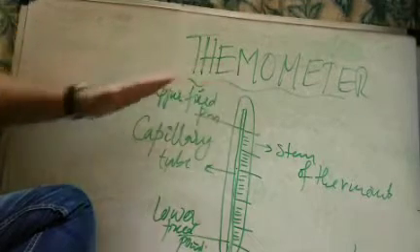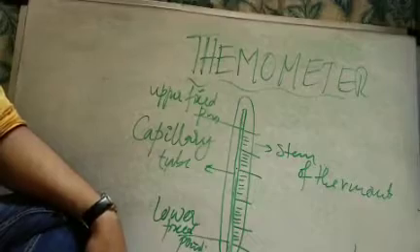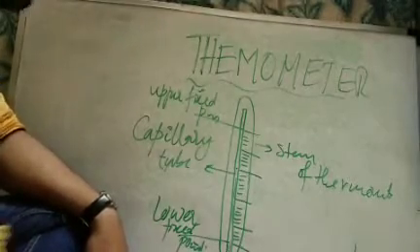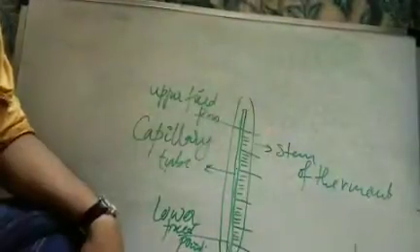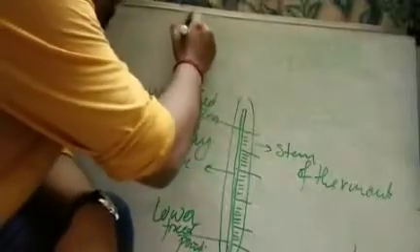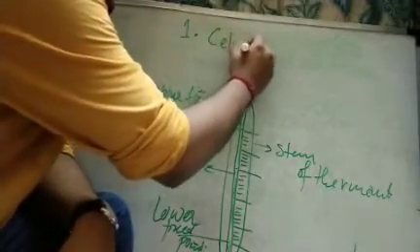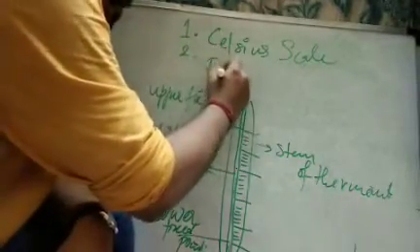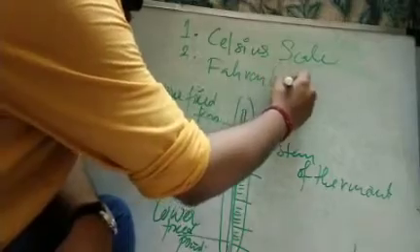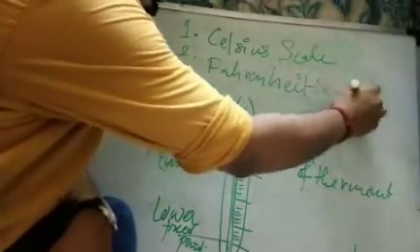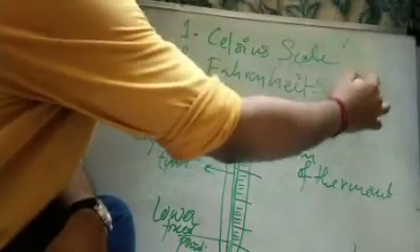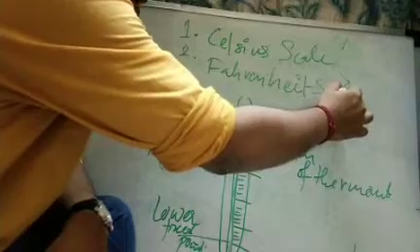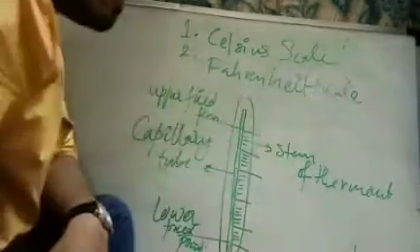Now, there are two popular scales which we use in thermometer. What are those two important popular scales? Number one, Celsius scale, and number two, Fahrenheit scale. This is always denoted by degree centigrade, and this is always denoted by capital F, which denotes degree Fahrenheit.